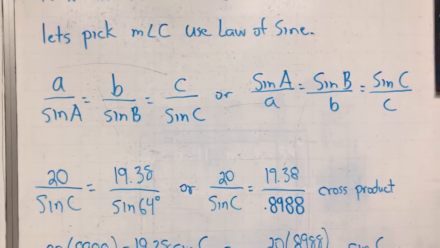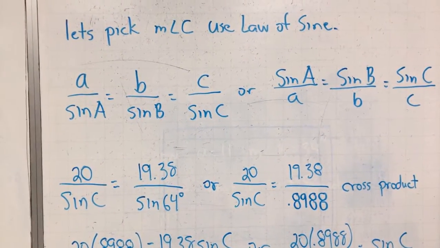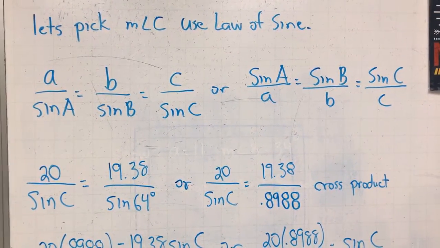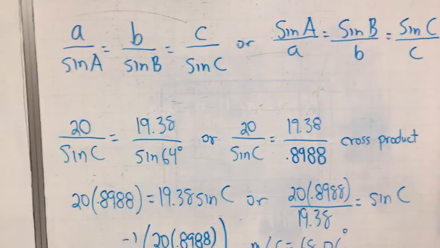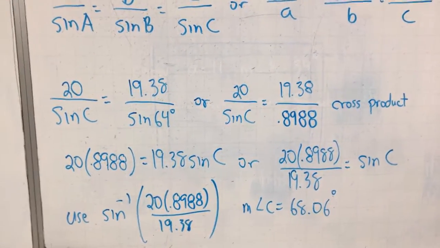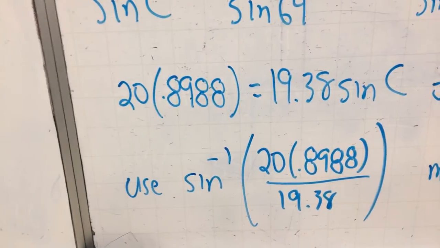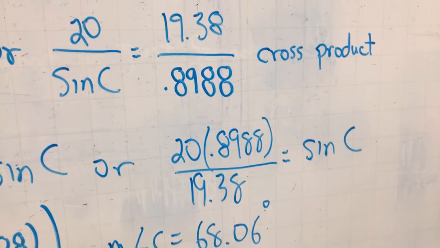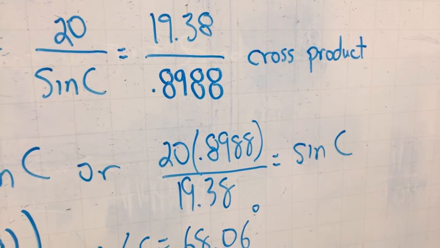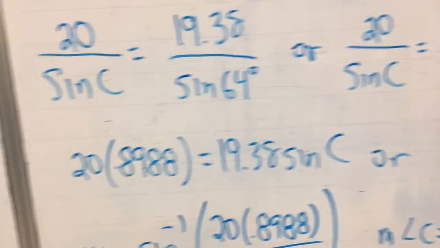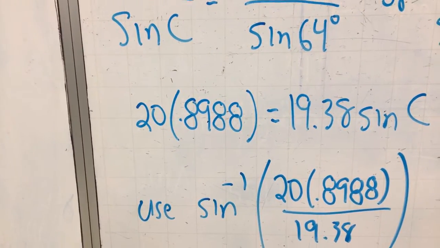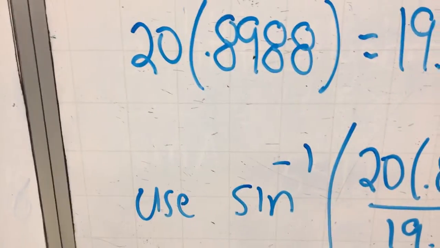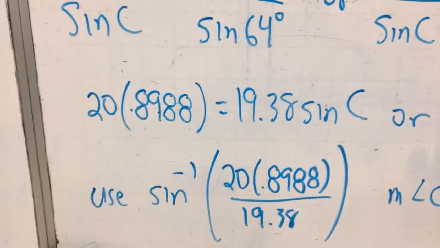The sine of a 64, to find that, on your calculator, punch the sine key, 64, enter. That's what you should see. And then you plug that in. I do a little cross product, a little algebra. Now, when you get to this point right here, this is where you're trying to find the measure of an angle. You know the length of the sides. Remember, if you know the length of the sides and you need the measure of the angle, you've got to use the inverse key. So in this case, hit the second key, then sine. And you'll actually see that sine -1 pop up. And then put this in there.